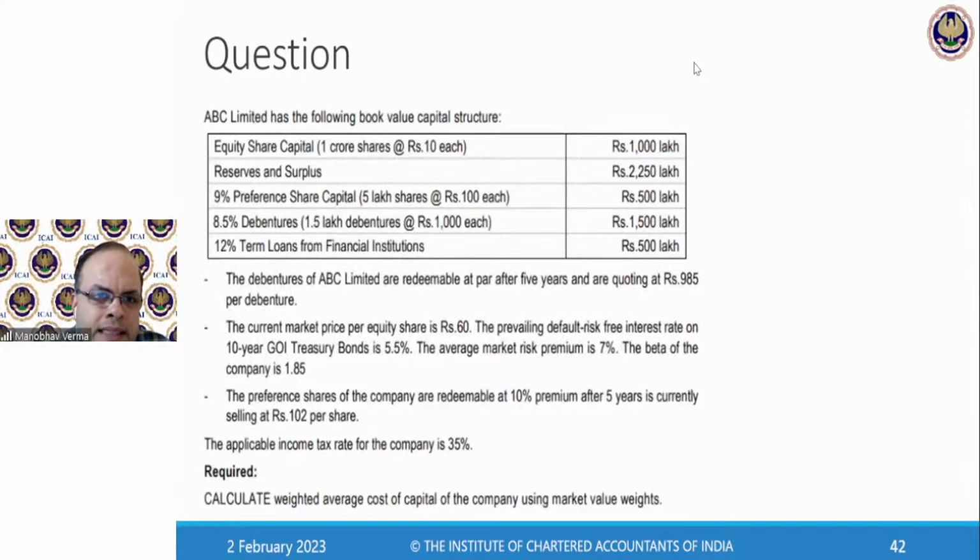So okay, let's now also attack on, let me see which question would be a good one for you guys. Yeah, so I think we can actually do the question on the screen right now. Everyone can see the screen, guys. ABC Limited has the following book value capital structure. They're giving you equity, share capital, reserves and surplus, 9% preference share capital, 5 lakh shares of 100 each. So make sure we understand that, okay, all these numbers are in lakhs.